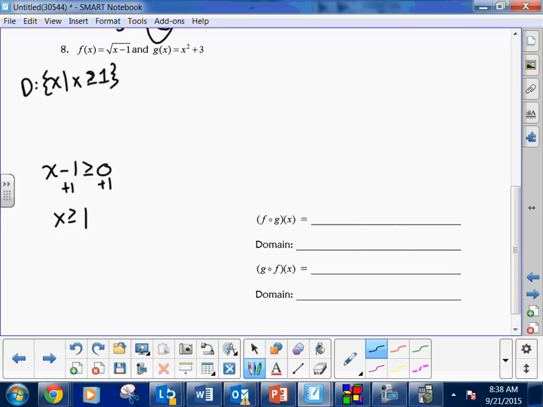Now over here, as you notice, there's no square root, and there's no variable in the denominator, so this one's domain is just going to be all real numbers. So that one is fairly simple. Now let's actually do the composition.